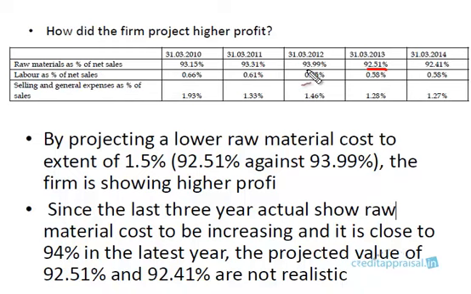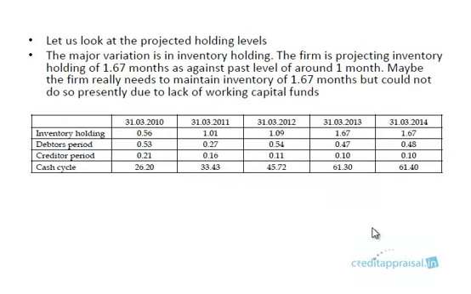The actuals is around 94%, whereas the company is projecting a lower raw material consumption as sales. This is resulting in higher profit. Okay, so this is something you have to question. And the projected holding levels, we discussed this. You have to get justification for these two, right?